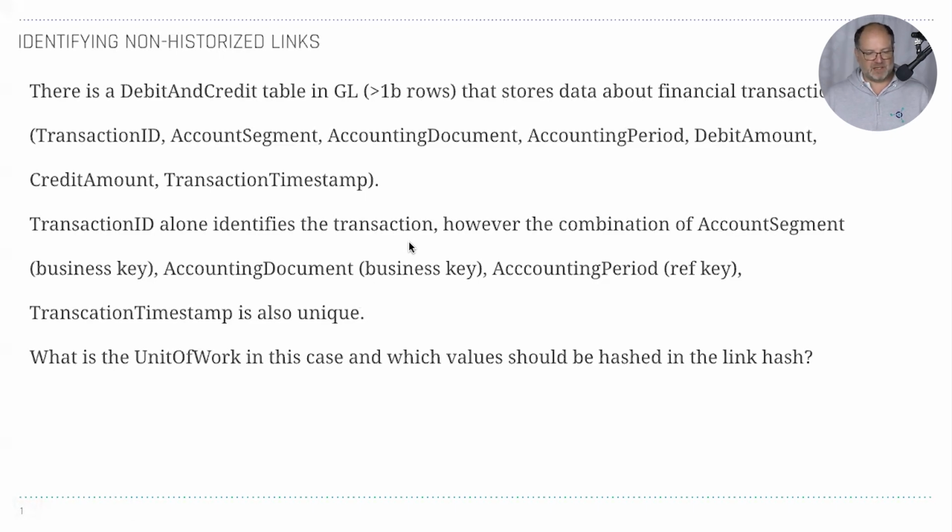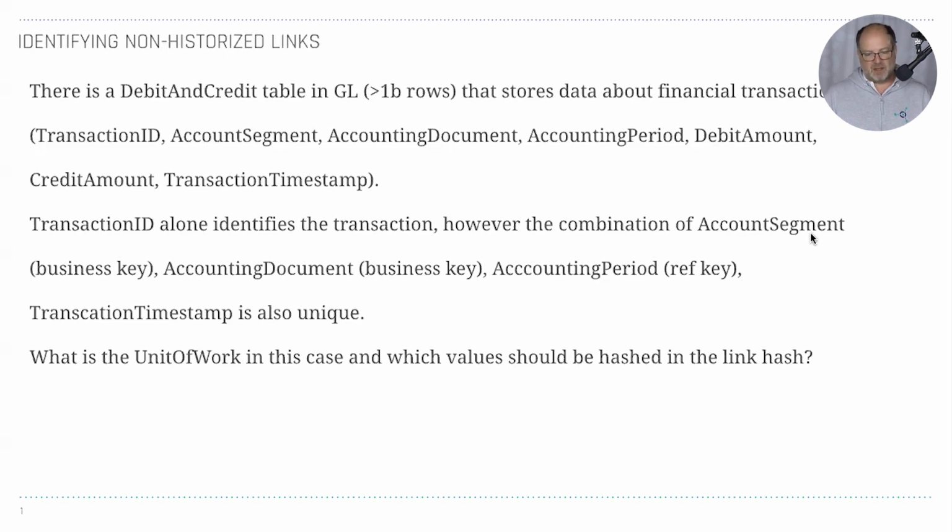So the client here has a debit and credit table in General Ledger, roughly 1 billion rows or more, and they store financial transactions with a couple of attributes: transaction ID, account segment, accounting document, accounting period, debit amount, credit amount, and transaction timestamp. And by itself, the transaction ID is already identifying the transaction.